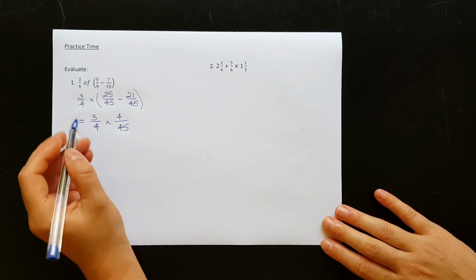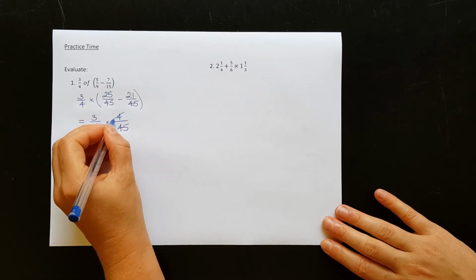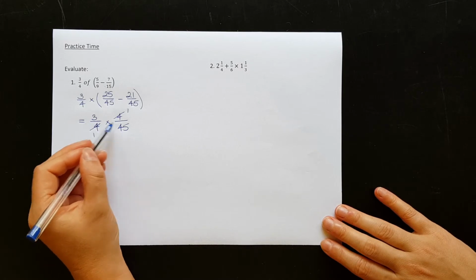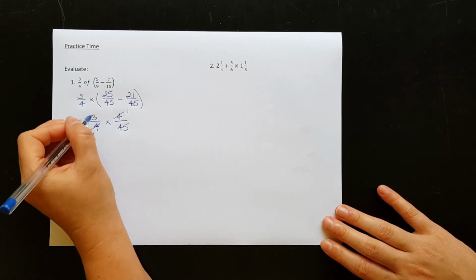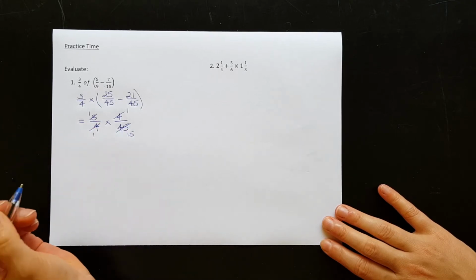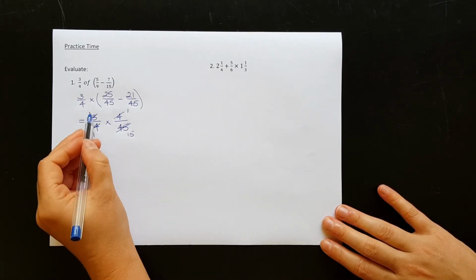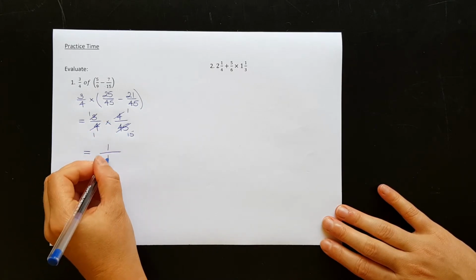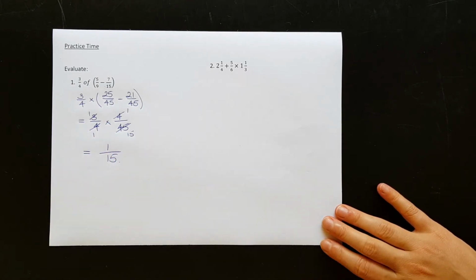Now we can do the multiplication. We can simplify 4 and 4. If we divide by 4, we just get 1s. And 3 and 45, we can divide both of those by 3, which is a 1 there and a 15 there. So all that is left is 1 times 1, which is 1 on the top, and 1 times 15, which is 15 on the bottom. So the answer is 1/15.